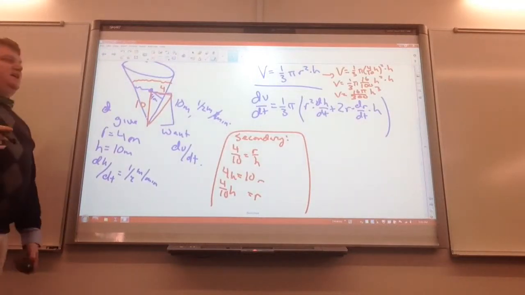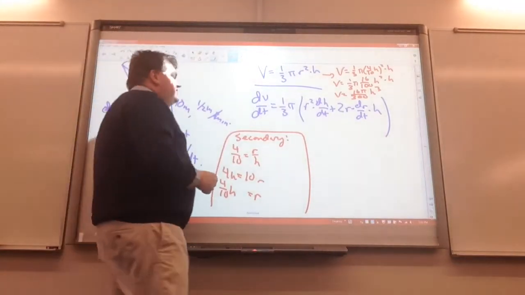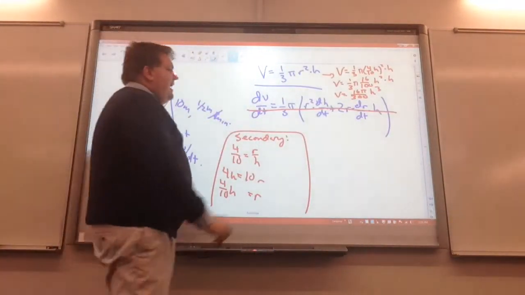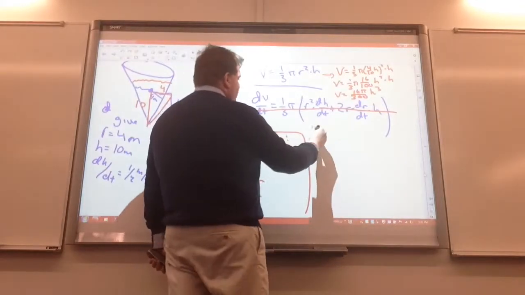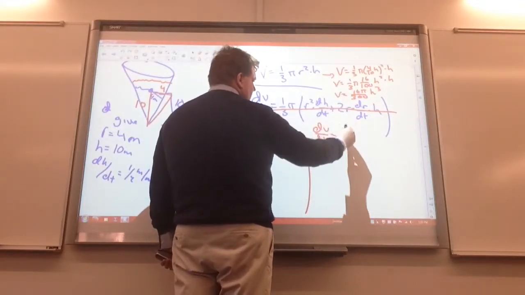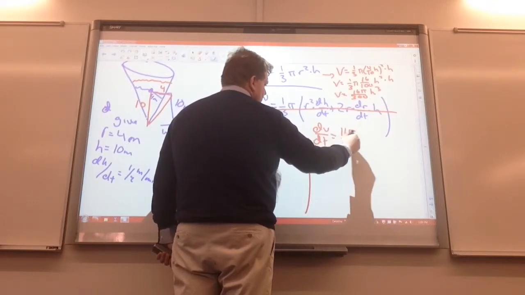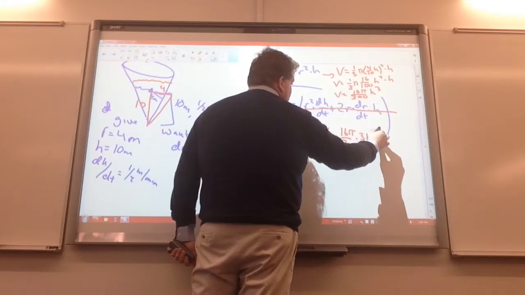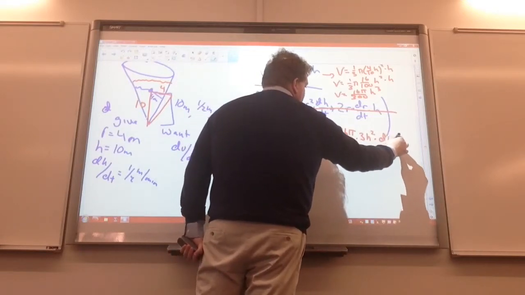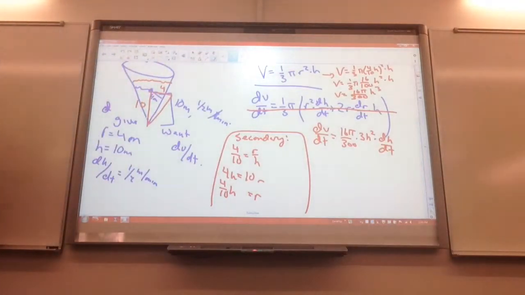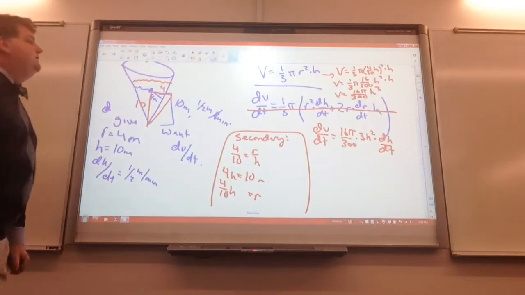Which now means I have a different equation to differentiate. Instead of using that one, I'm now going to use this one right here and make dV by dt equal to 16 pi over 300 times 3h squared times dh by dt. And I have all those pieces, don't I? Yes. Okay? So now I can just go through and actually solve for dV by dt.